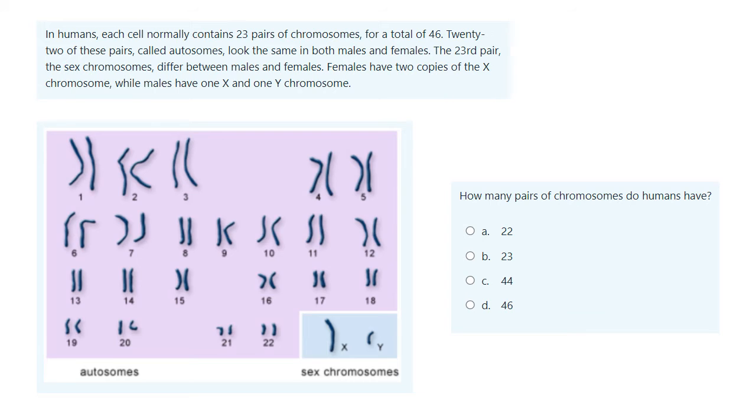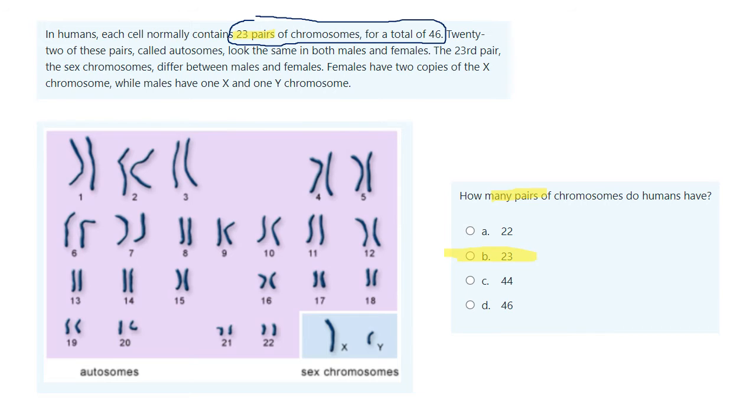Next, how many chromosomes do humans have? Well, in humans, each cell contains 23 pairs of chromosomes for a total of 46. Read the question carefully. How many pairs do we have? Well, we have 23 pairs. So the correct answer is B.